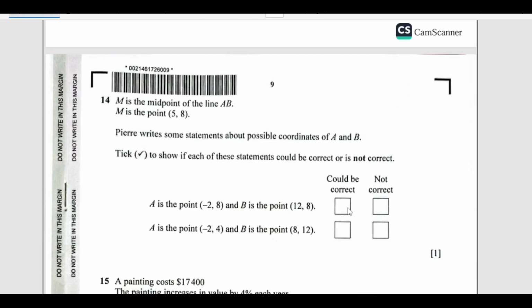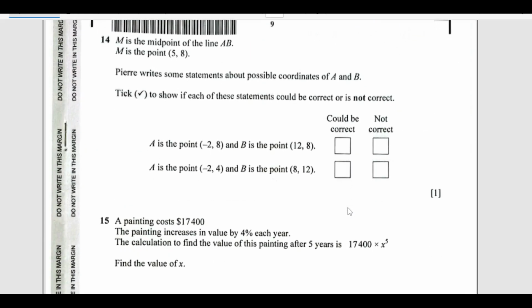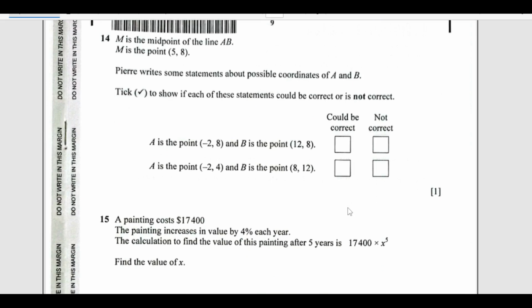Now number 14, M is the midpoint of the line AB. M is 5, 8. So let's say this is the line AB. M is 5 and 8, right? It's easy to understand from the diagram. And then we have Pere writes some statements about possible coordinates of A and B. Tick to show if each statement could be correct or not correct, right?